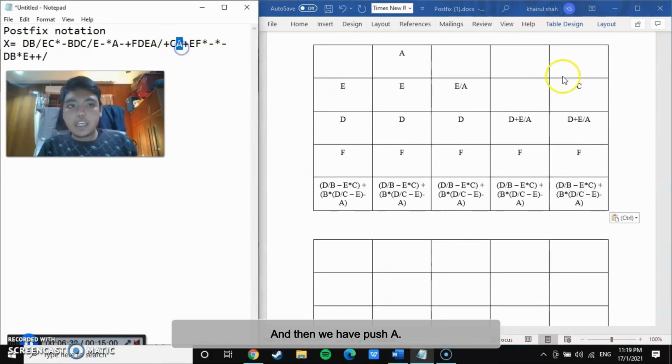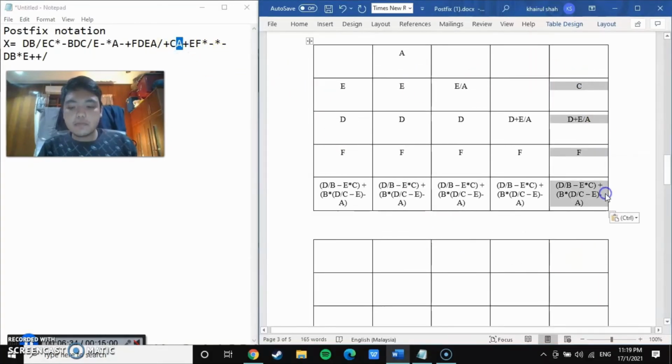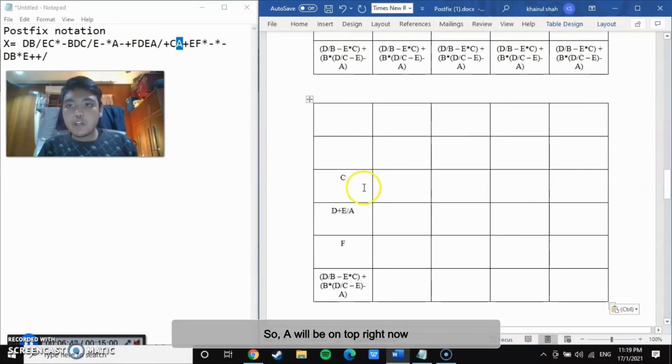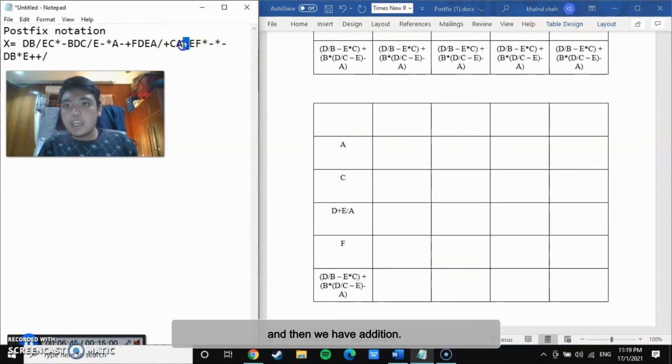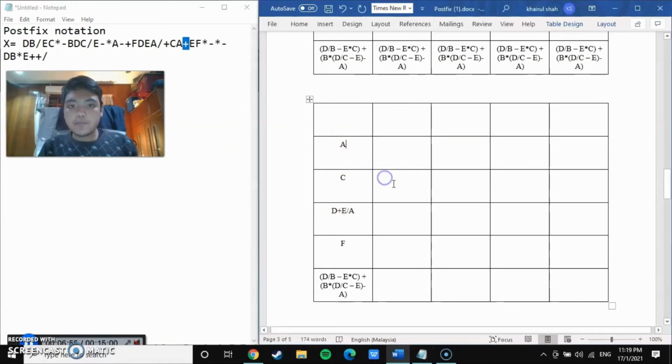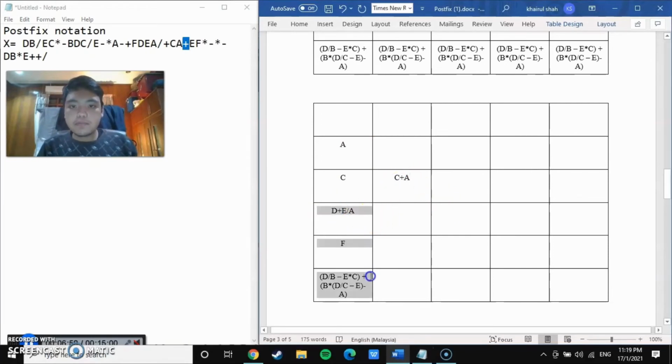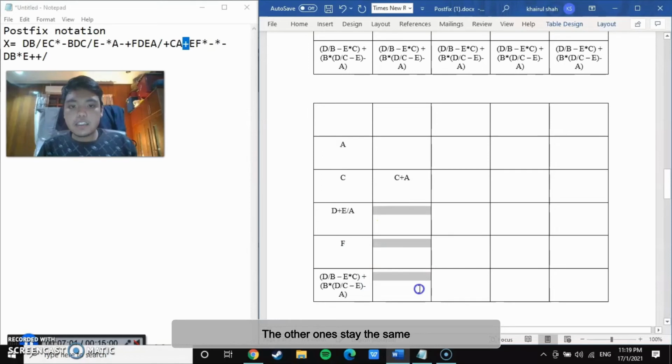And then we have push A. So A will be on top right now. And then we have addition. So again, the top two in our stack diagram will be added. So C plus A. The other ones stay the same.